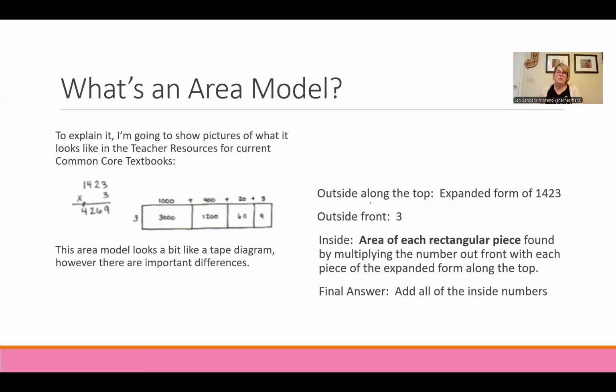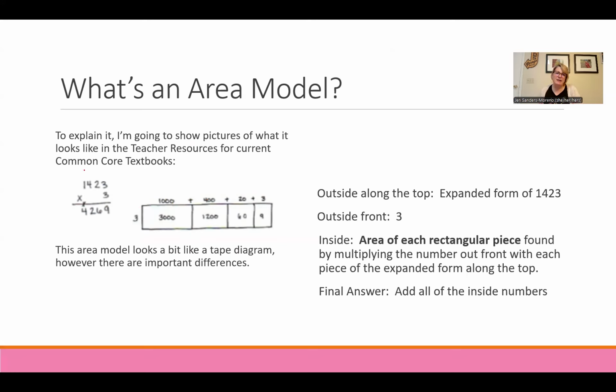When you look at the teacher resources for Common Core curriculum, if you've never looked at it, I totally understand. When I was asked to teach this in my college classroom, I had no idea what this referred to. So I had to go dig. And this is the picture that I saw in the teacher resources. I had to figure out what was going on. At first glance, I thought it was a tape diagram, but tape diagrams don't have these numbers on the outside. And area means something very specific.